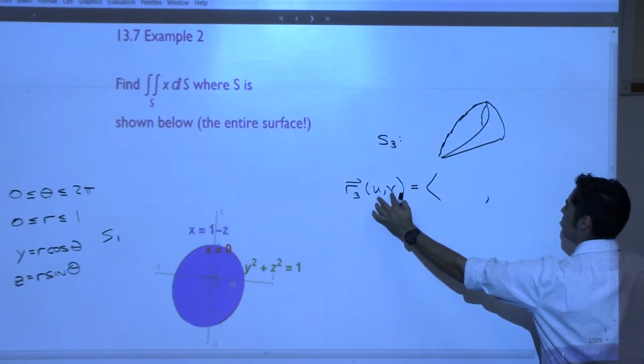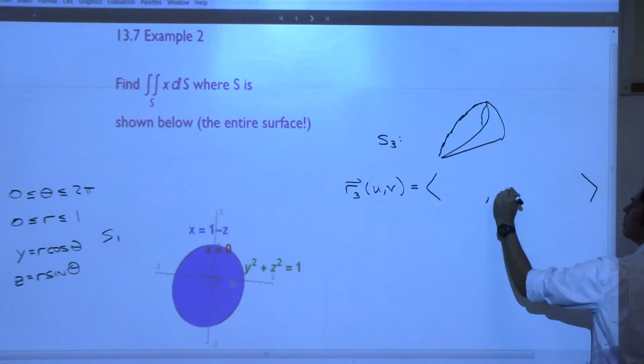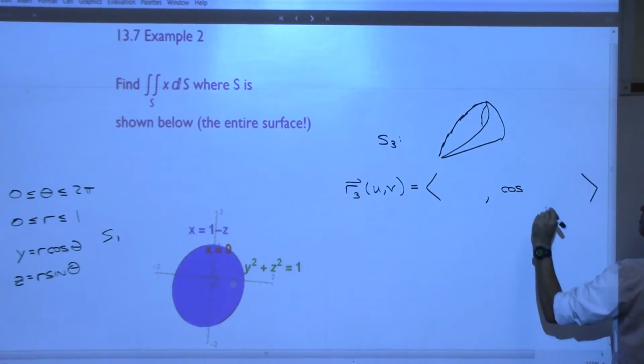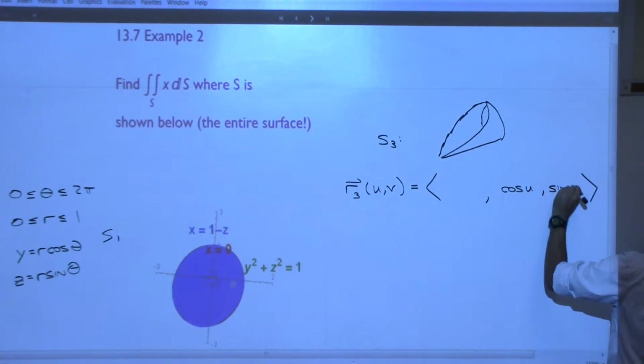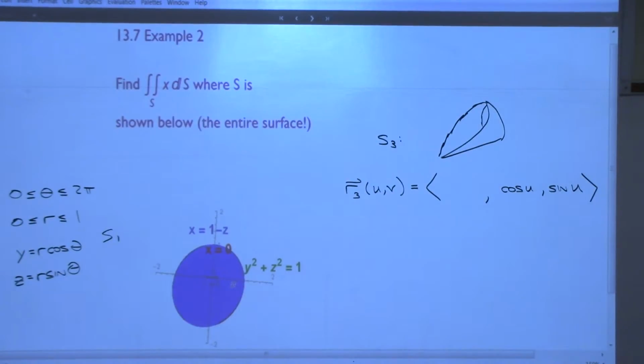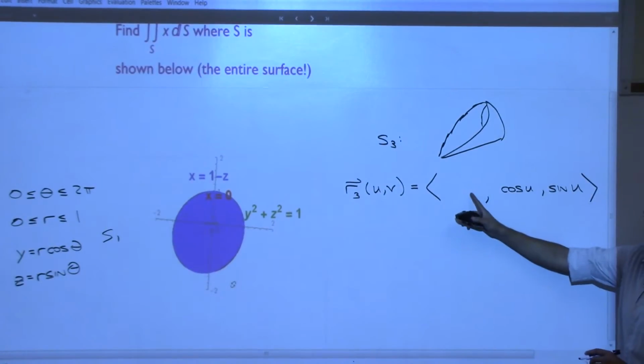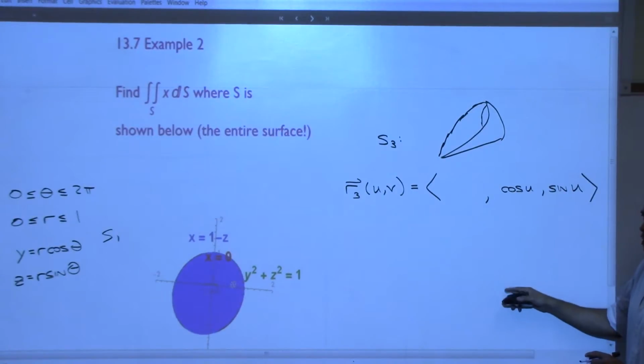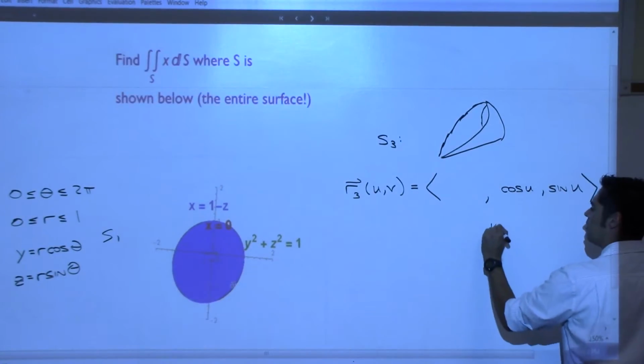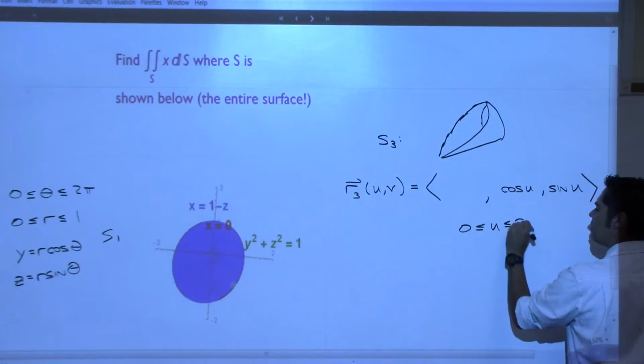I've got to use these, right? So cosine, what do you want to use? U. Sine U. That should draw me a unit circle in the YZ plane. And then the V here, you'll control it in the inequality, right? So U is going to be between 0 and 2 pi to draw me circles.